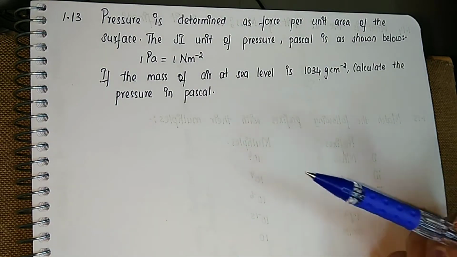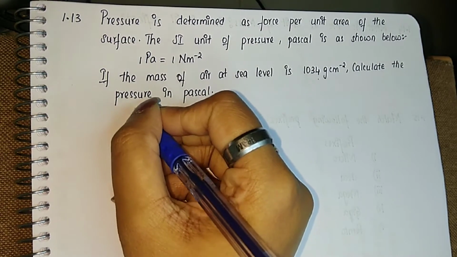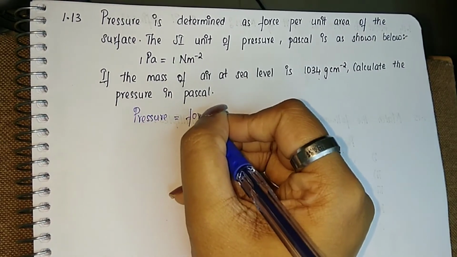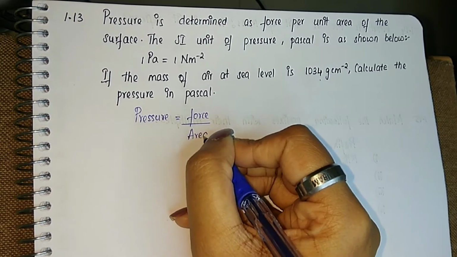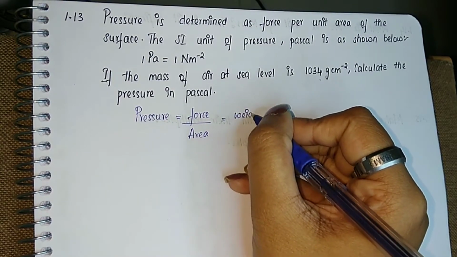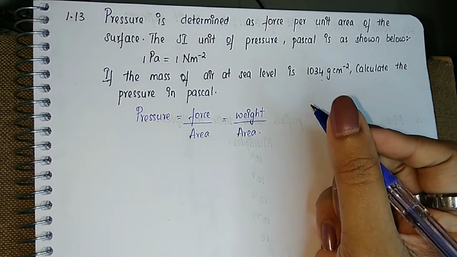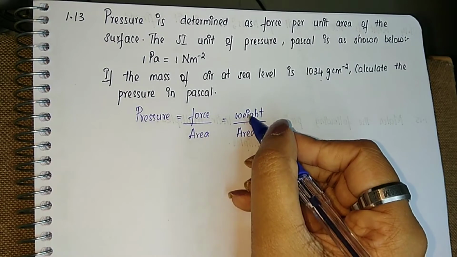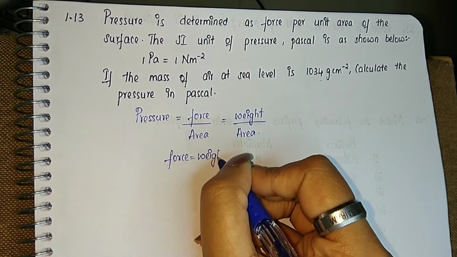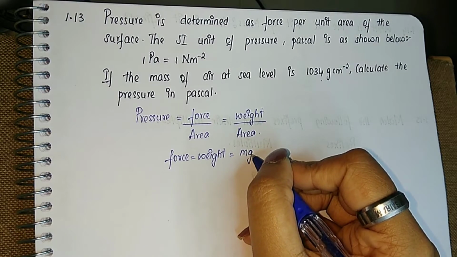So let's go step by step. First thing is, since it is all dealing with pressure, let's write down the formula for pressure. So pressure is equal to force by area, which is also equal to, in terms of weight, weight by area. Now, force is nothing but weight here. That means force is equal to weight, which can also be written as mass into gravity.